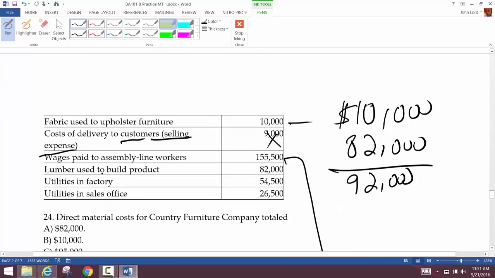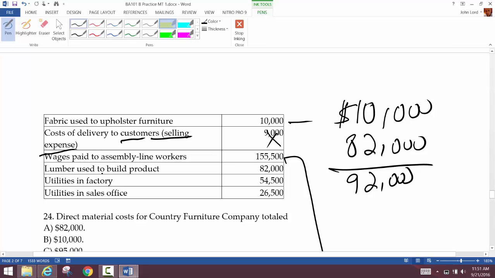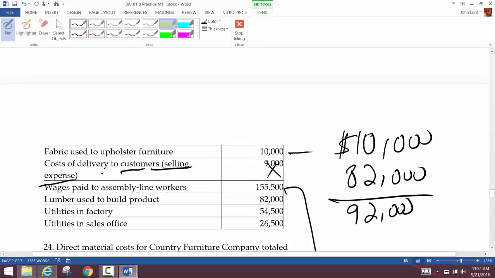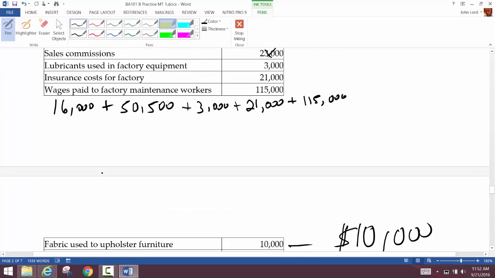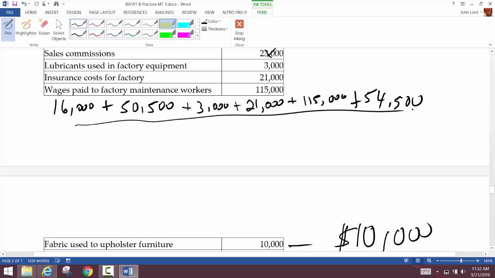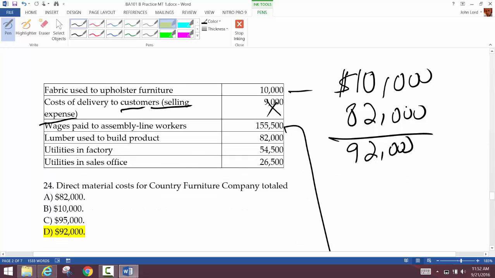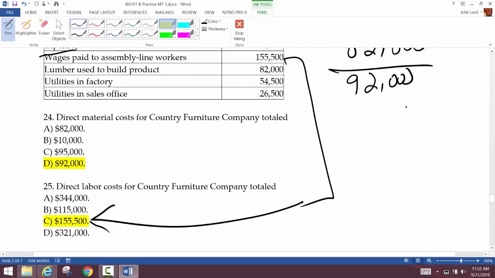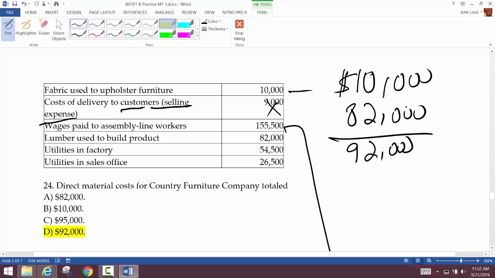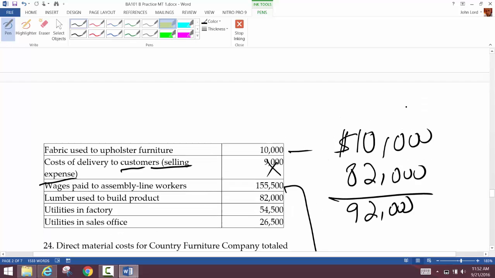We know it's not wages paid. How about lumber? No. How about utilities in the factory? Okay, so that's 54,500. See how this is kind of cool too because the line goes up as the costs go up. See how I did that? Okay. I'm just kidding because I'm not drawing in a straight line. How about anything else? How about utilities in the sales office? That's not factory.